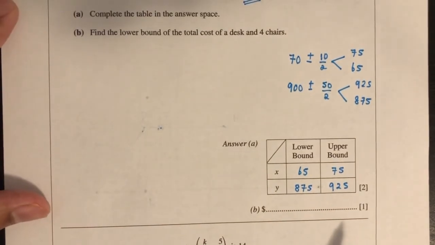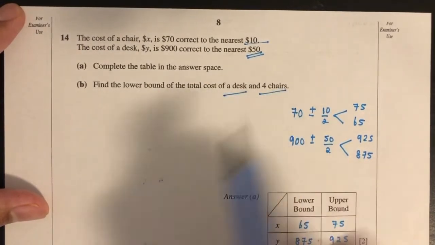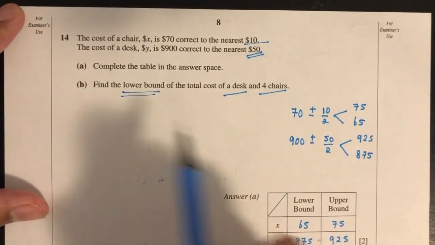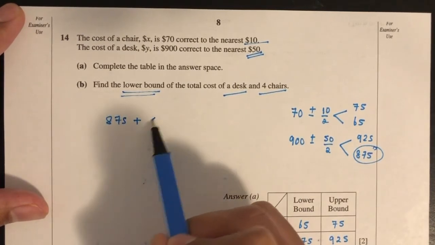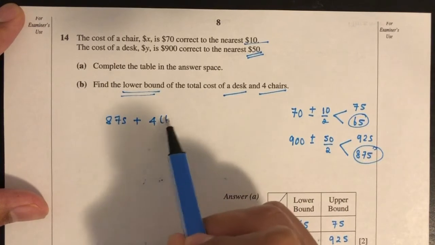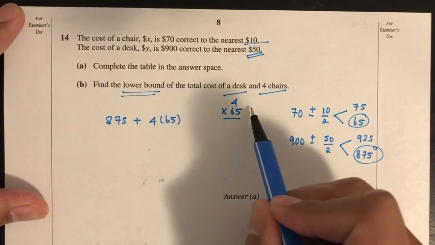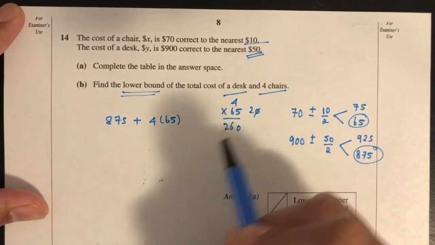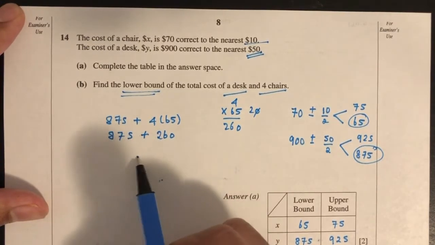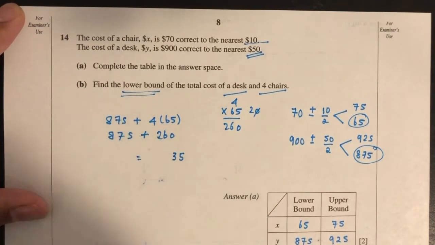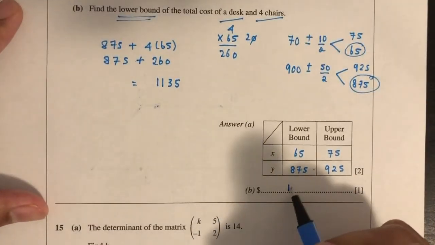Now part B, find the lower bound of the total cost of a desk and 4 chairs. So one desk, lower bound, so find the lower bound. We'll take this value, so 875 plus 4 chairs, this one. So what is 4 times 65? That will be 260. So 260 plus 875, that will be 1135. So the lower bound will be $1135.